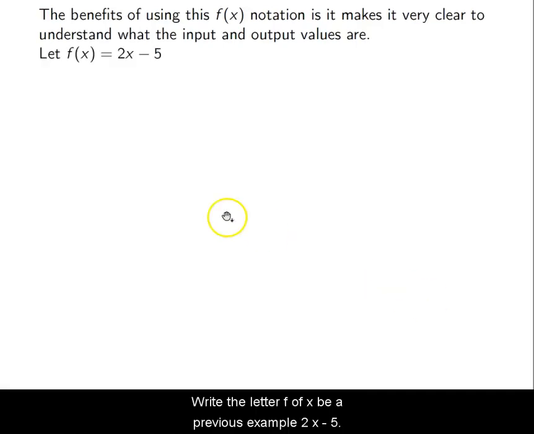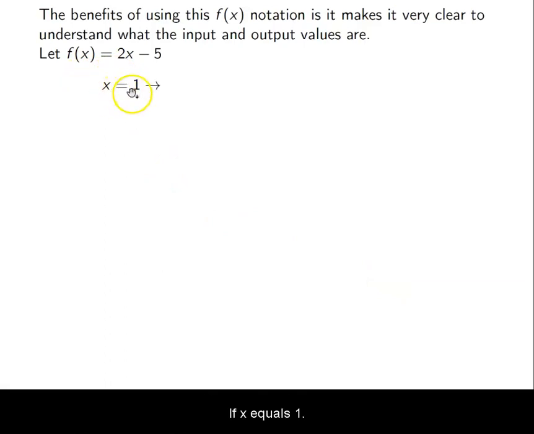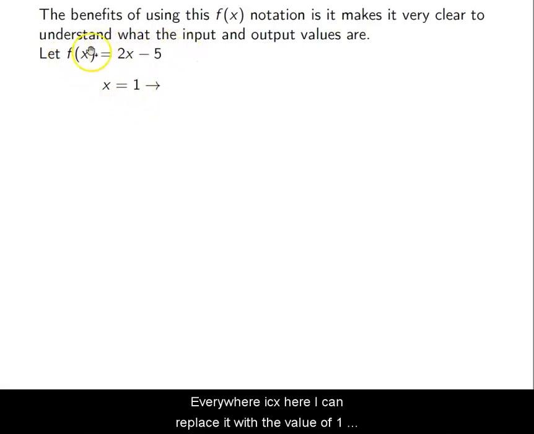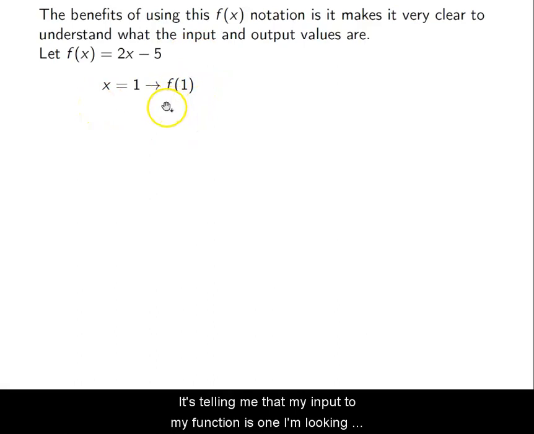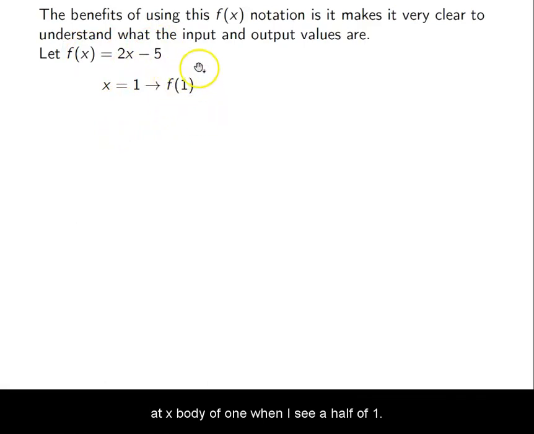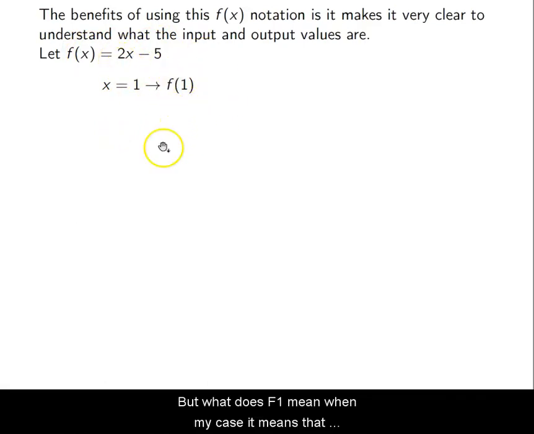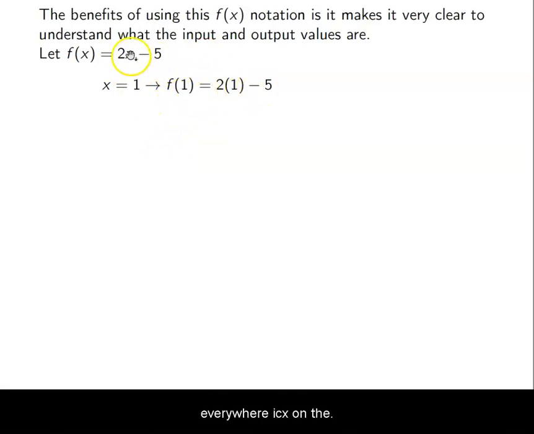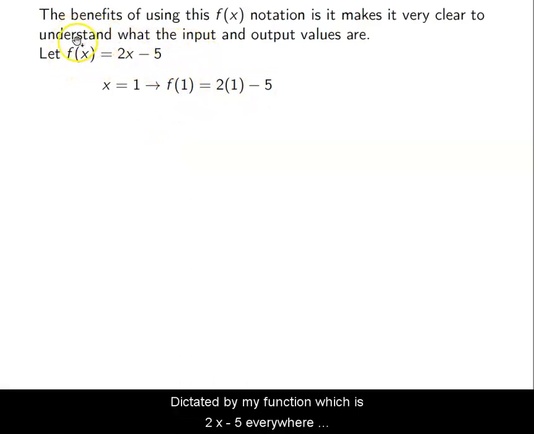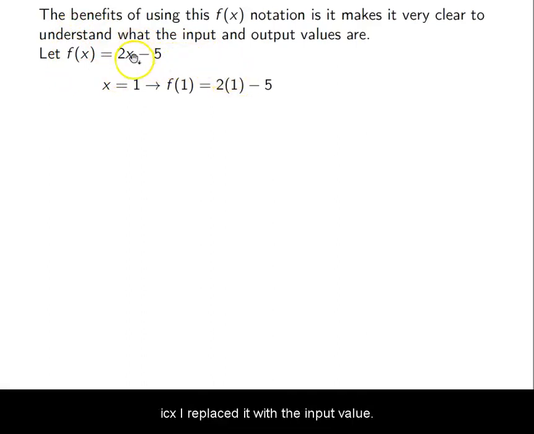Right, so let f of x be our previous example, 2x minus 5. If x equals 1, everywhere I see x here, I can replace it with the value of 1. So that means that inside of my function, I have f of 1. It's telling me that my input to my function is 1. I'm looking at the x value of 1 when I see f of 1. But what does f of 1 mean? Well, in my case, it means that everywhere I see x on the right side of my equation, the rule that I'm following, dictated by my function, which is 2x minus 5, everywhere I see x, I replace it with the input value of 1.